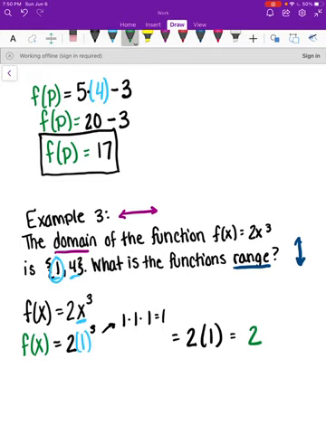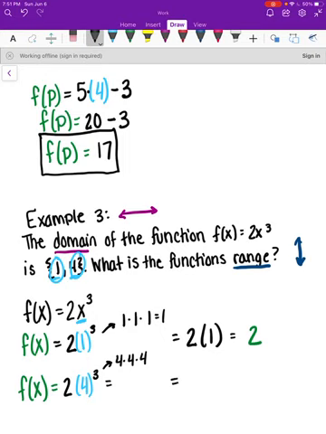So that's our output for the first one. Now we're going to find our output if our input is 4. So we have f of x equals 2, but instead of x cubed or 1 cubed, we're going to do 4 cubed. And remember, 4 cubed is 4 times 4 times 4. 4 times 4 is 16. 16 times 4 is 64. And 2 times 64 is 128.